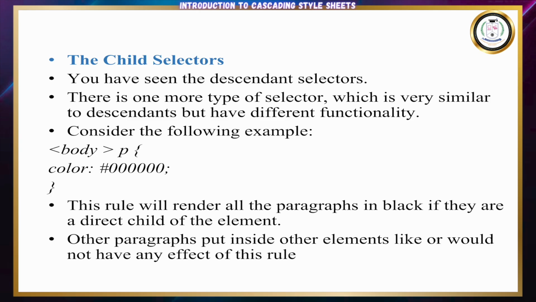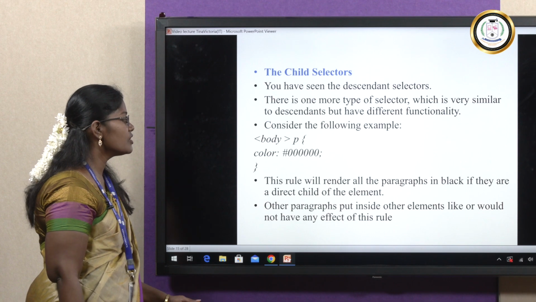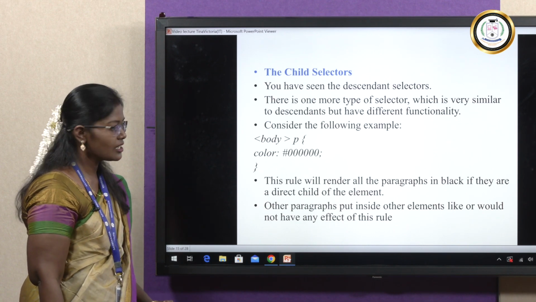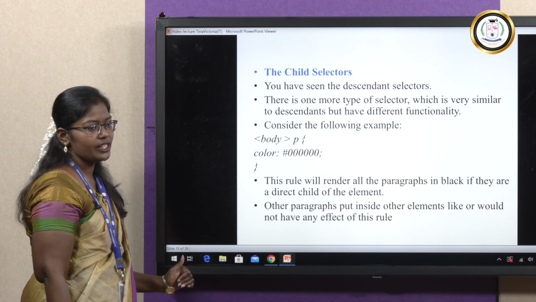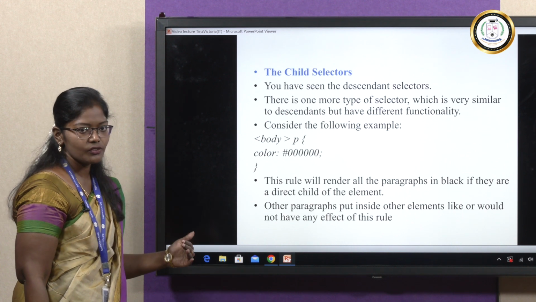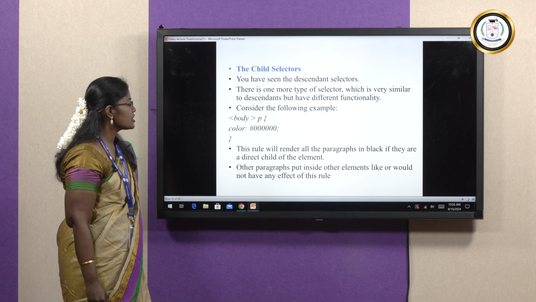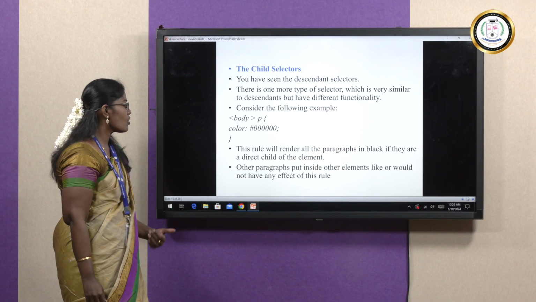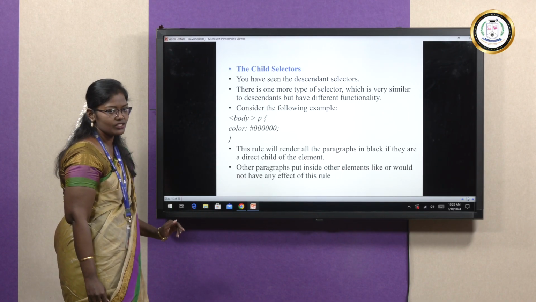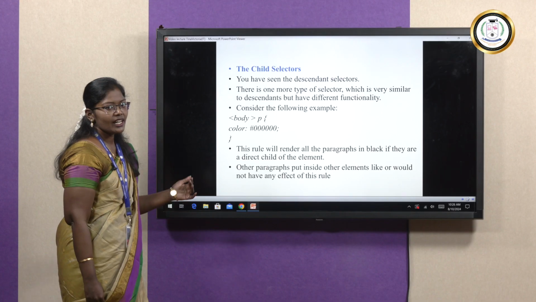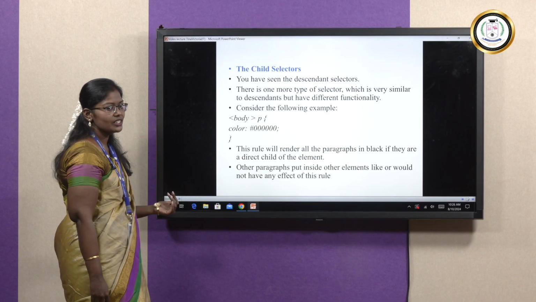So next is the child selector. It is like the descendant selector but with some different functionality. So here body > p with a color code black. This rule will render all the paragraphs in black if they are a direct child of the body element. Only if it is a direct child of the element will it be changed to black. Other paragraphs put inside other elements do not have an effect from this rule. Only the child element will have the color code.